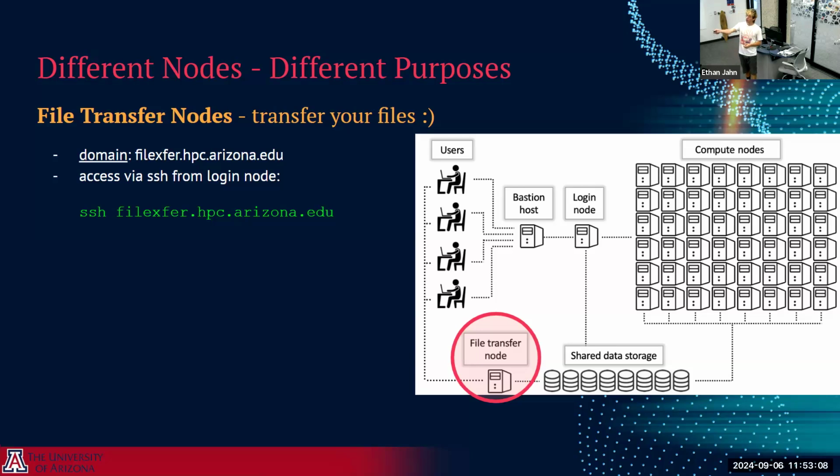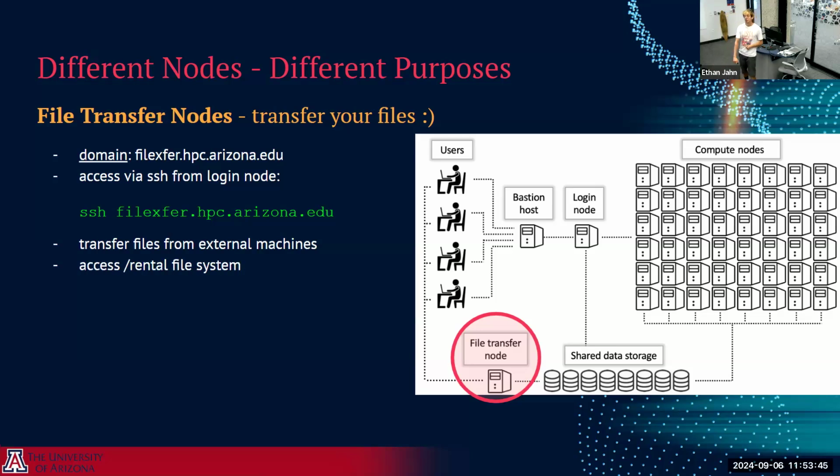So it's important to notice the login node is connected to the shared data storage. The file transfer node is also connected to the shared data storage. So both of them have access to the same storage, the same hard drives, right? So thinking about which nodes are connected to which file systems is important to remember. So when I get to the file transfer node, it still allows me to access all of the same files that I would otherwise from login. So it's also good for transferring files from a laptop.